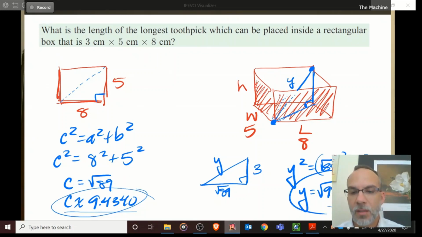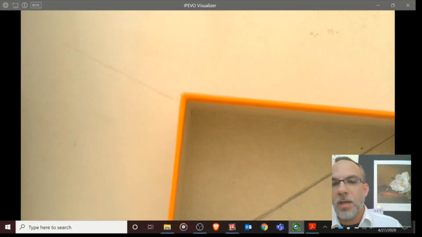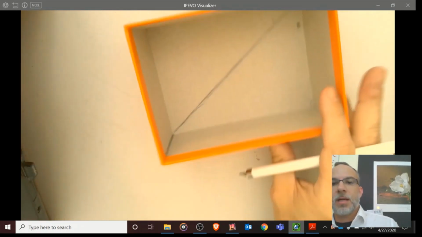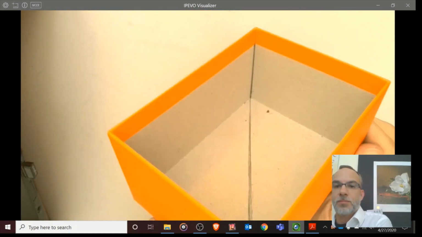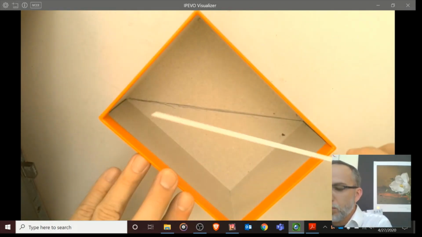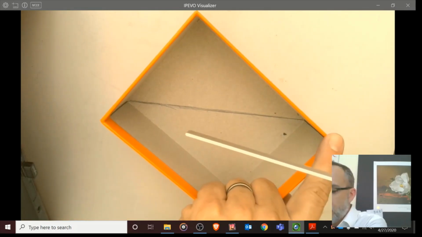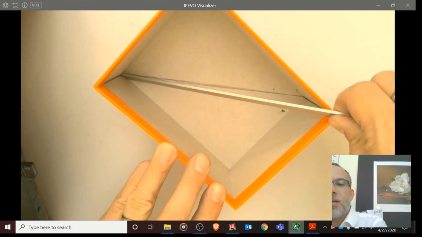It's pretty good. Let me show you what I'm talking about. Maybe if I can get the document camera to do this. This will be a little fun. I got a box. Zoom way out. I got a box here. Okay. What I want to know is what's the longest thing that I can stick inside the box. It will actually be from corner up here to the inside corner. It would be this distance right there.